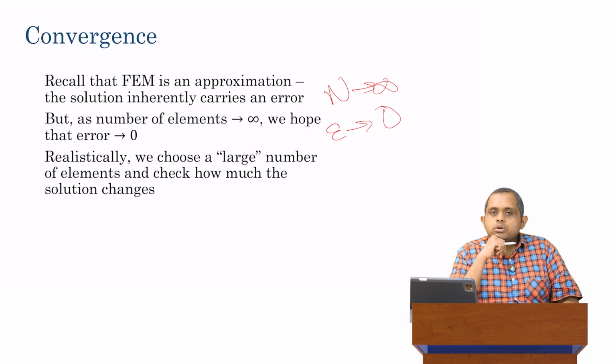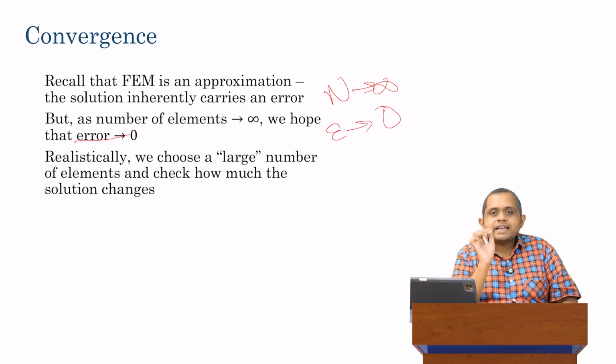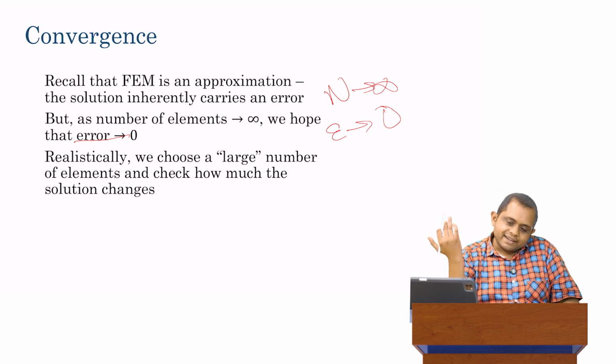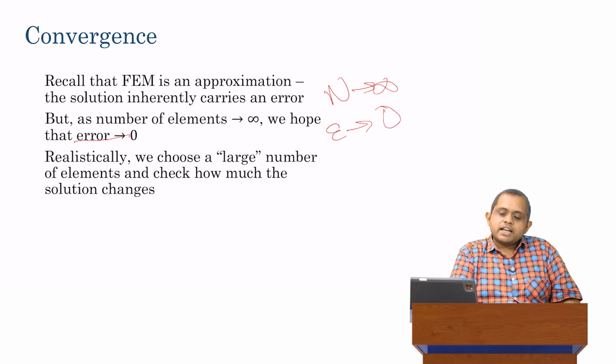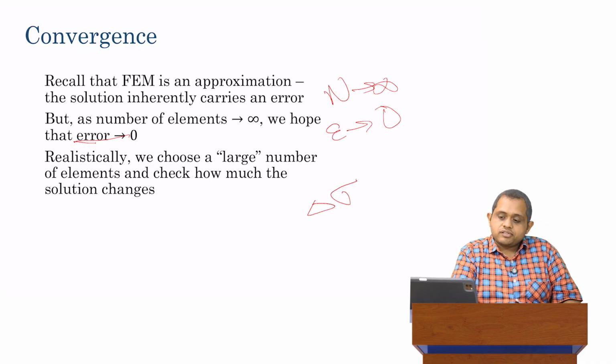So realistically, we don't do one element, that's never enough. We choose a large number of elements and we check how much the solution changes. Now in this case, we don't actually know the error. We don't know the exact solution. We could technically calculate it using Westergaard's theory, but let's say for now we don't know the exact solution. So we can't actually calculate the error. We can, however, calculate the change in the solution. So for example, we can calculate delta sigma, the change in the stress.